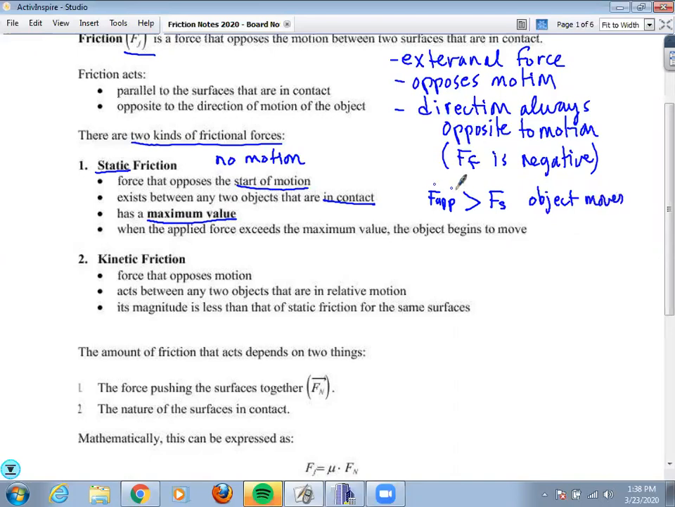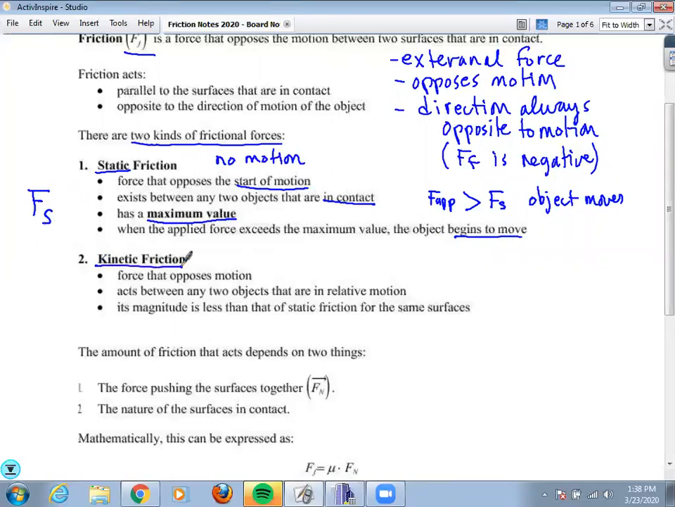If F applied is less than or even equal to static friction, and the object is at rest, the object will not move. That's very important. When the applied force exceeds the maximum value, the object begins to move. Static friction we give the symbol F sub s.